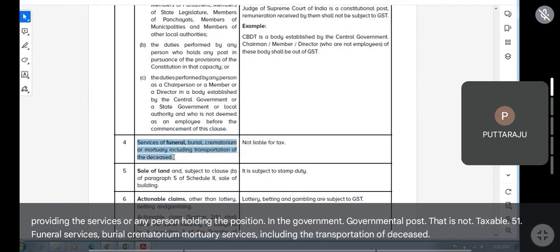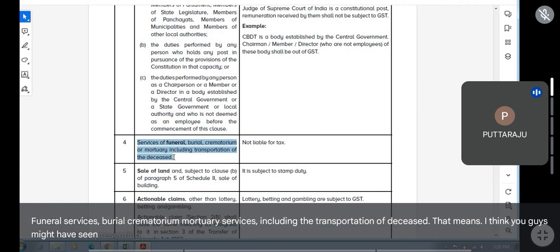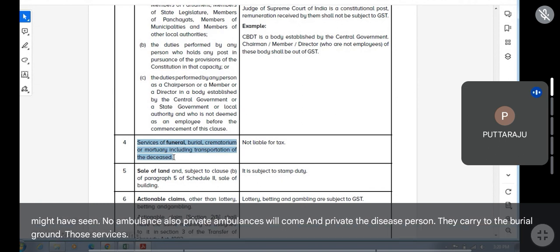That means, I think you guys might have seen, private ambulances will come, and the deceased person they carry to the burial ground. Those services, though it is private, may not be related to government or any hospital, still that is exempt. Easily you can relate all these things.